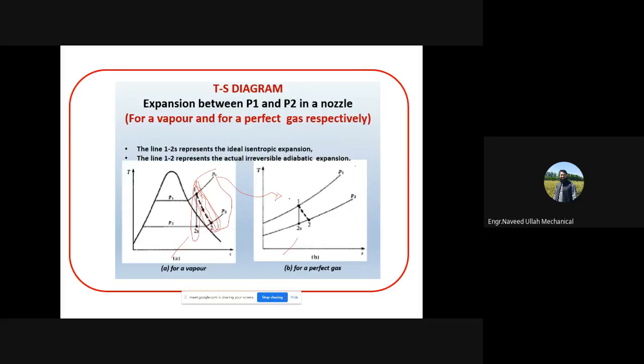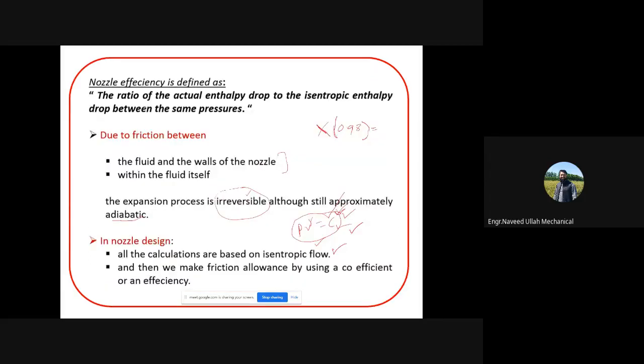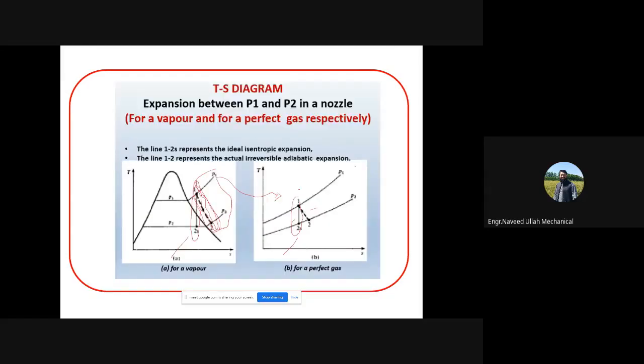Okay, and the same is the case here. 1 to 2 is for a perfect gas. Okay, 1 to 2 is the isentropic expansion inside the nozzle, and 1 to 2 is the real expansion. And what is the nozzle efficiency then? That is the actual enthalpy drop divided by the isentropic enthalpy drop.